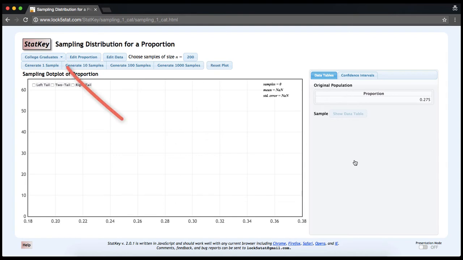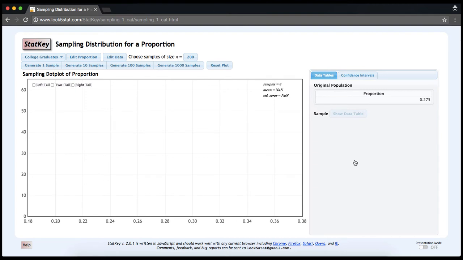The default dataset in StatKey is the college graduates dataset. Let's start by working with this dataset. There is more information about this data in example 3.1 in your textbook. Essentially, U.S. Census data found that 27.5% of American adults have a bachelor's degree or higher. On the right here, we can see that the original population proportion is set to 0.275. This means that when we draw our simple random samples, they are being drawn from a population with a proportion of 0.275.